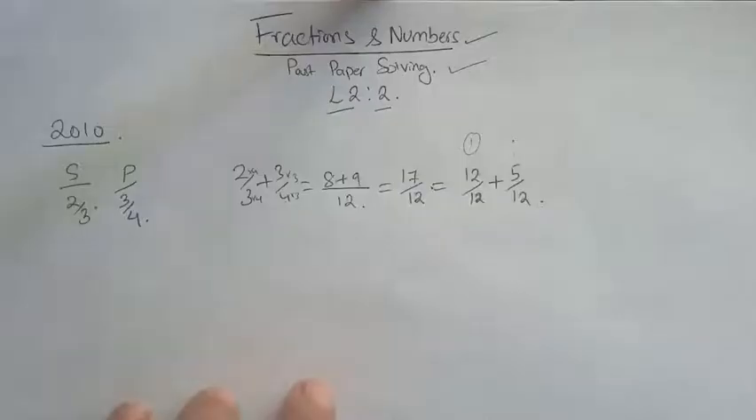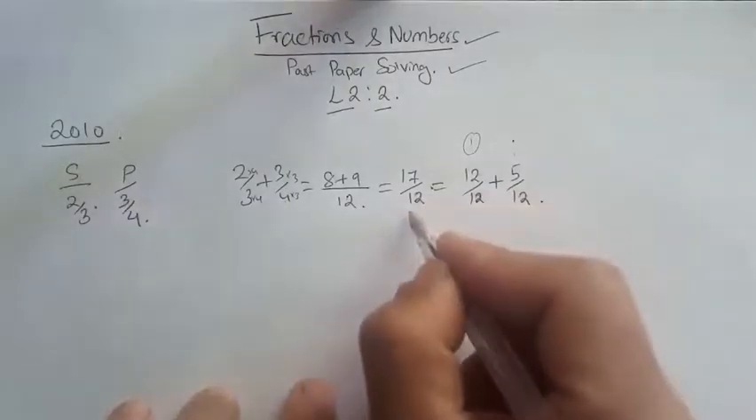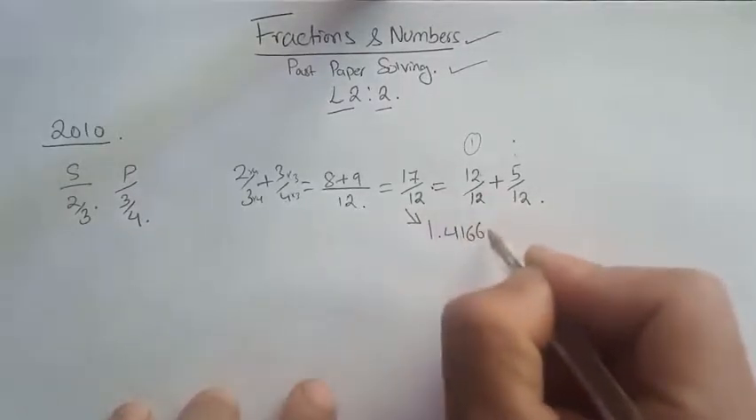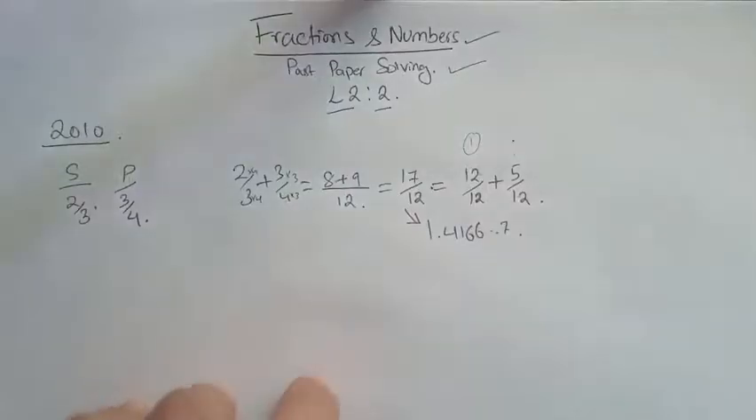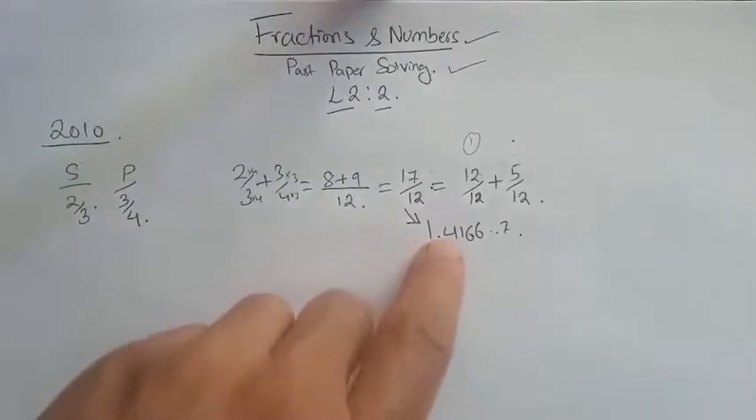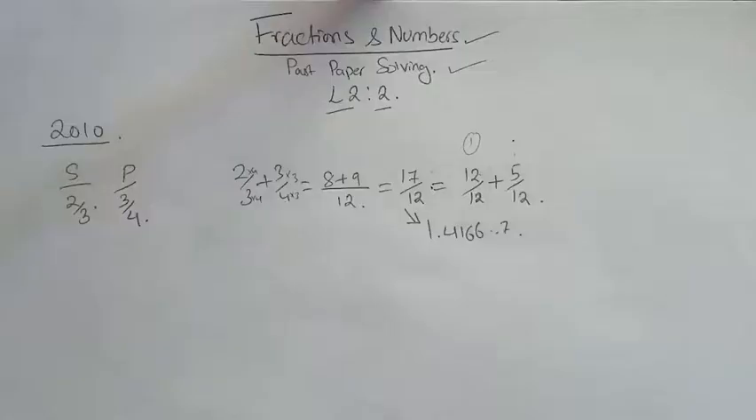What you can do is divide 17 by 12 directly on the calculator and press the button. You'll get 1.4166 something, which means greater than 1. So all together they ate more than 1 pie.